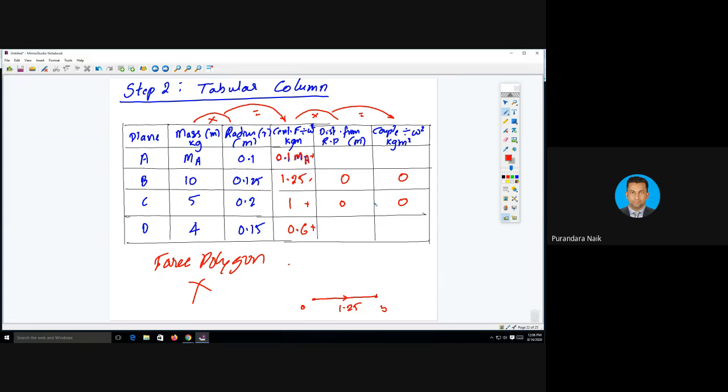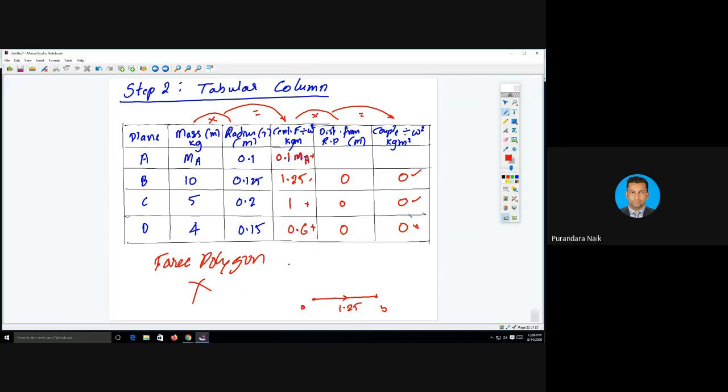Next, D. If you make D the reference, D will become 0, and here also it will become 0. So we'll get a value here, we'll get a value here, but it will become 0 here. So that is also wrong, because you know this mass, but you are intentionally going to make it 0. So that is also wrong.